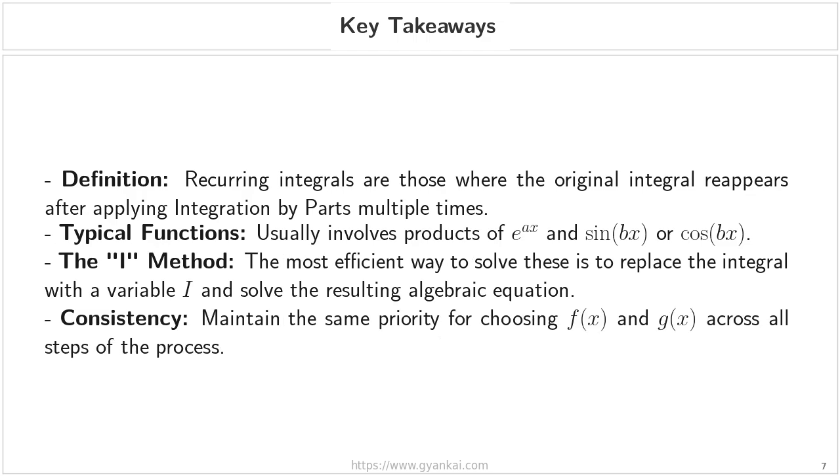Finally, consistency. This is crucial and a common mistake students make. When you're applying integration by parts, remember how we chose which function to call u and which to call v? You must maintain the same priority, meaning the same function as u, across all steps of the process. If you switch which function you choose as u in the second application of integration by parts, you'll just end up going in circles and won't be able to solve for I. So, to summarize, remember the definition, recognize the typical functions, utilize the I method, and above all, be consistent with your choice of u and v when applying integration by parts. This will set you up for success when dealing with these types of integrals.